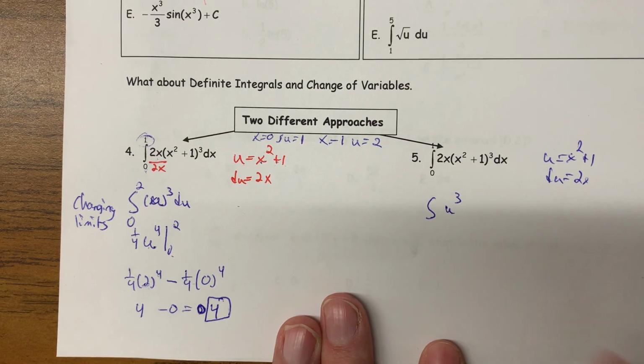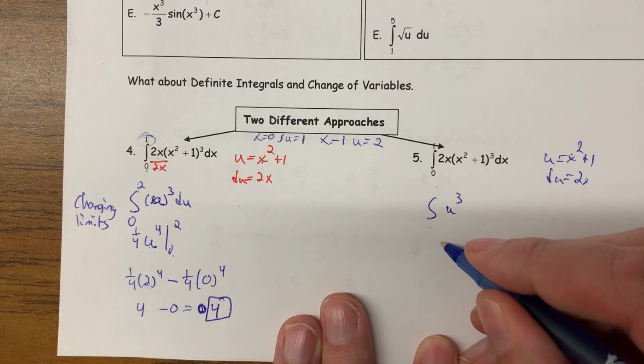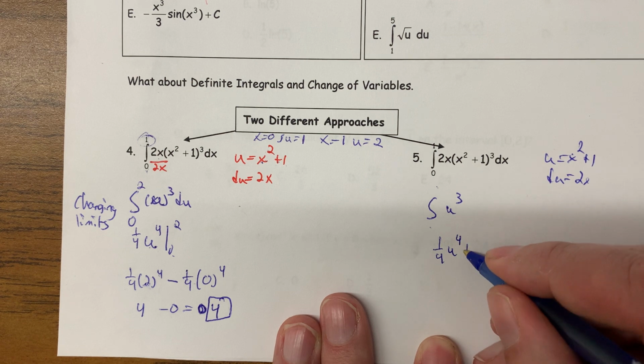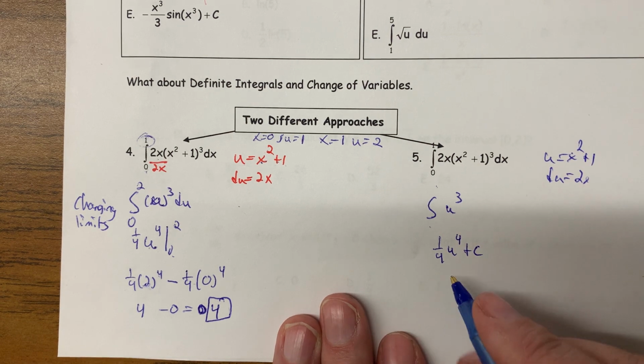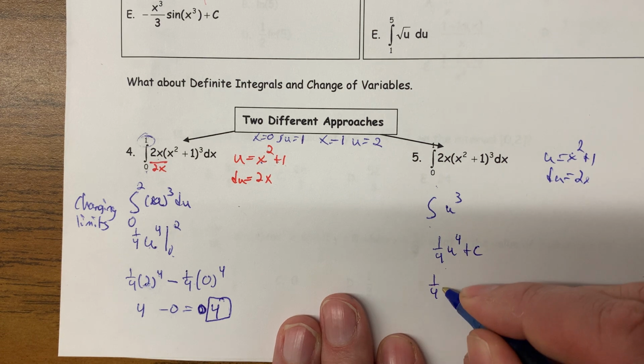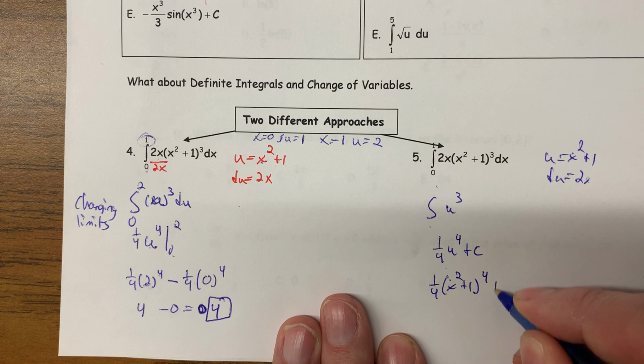We'll get the integral of 2/3. But I'm not going to put any limits at all here. Instead, I'm just going to do this antiderivative. This is 1/4 of u to the 4th power plus c. And I'm going to change it back into x's now. U is x squared plus 1. So 1/4 of x squared plus 1 to the 4th power plus c.